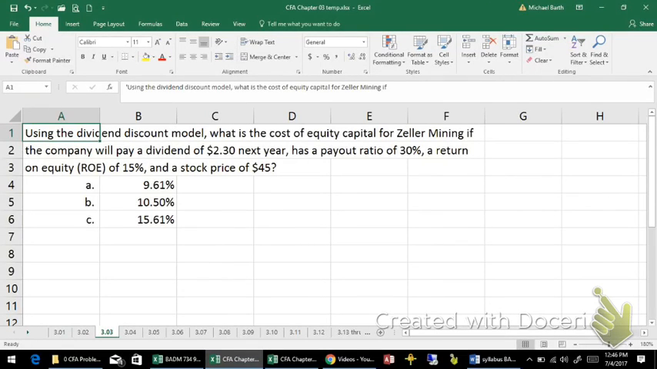This is problem 3.3 from the end of chapter problems in the CFA Institute textbook, Corporate Finance, a Practical Approach. And in this problem, we're asked to solve for the cost of equity capital using the dividend discount model.